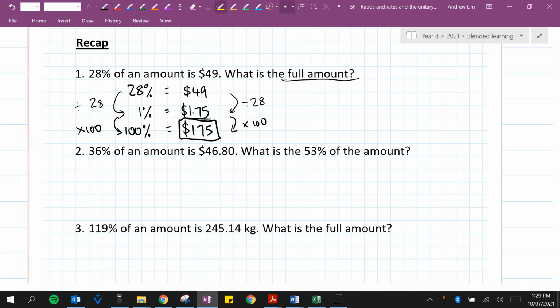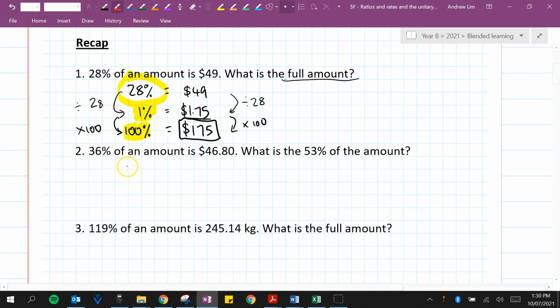So we always want to get 1%. In order to do that, we need to divide by whatever is above it. And then whatever percentage we want, we need to times by whatever we want to get. So because we want 100%, we times by 100. If we want 50%, we times by 50. If we want 27%, we times by 27.